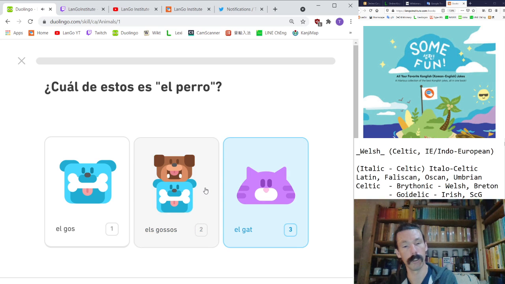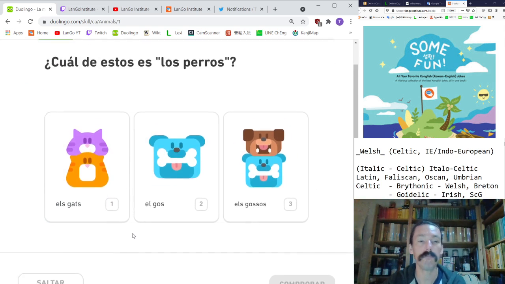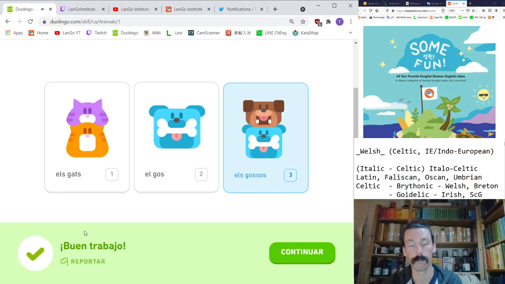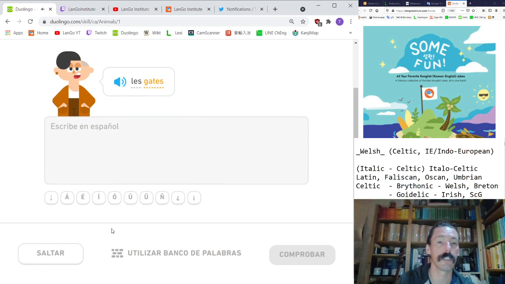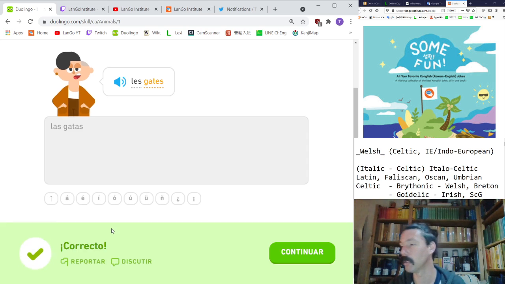El gat. El gos. Gos. Don't know any word like that for dog. Els gossos. Los perros. Els gats. El gos. Les gates. Las gatas. That's the feminine one. Feminine plural. Las gatas. The female cats.